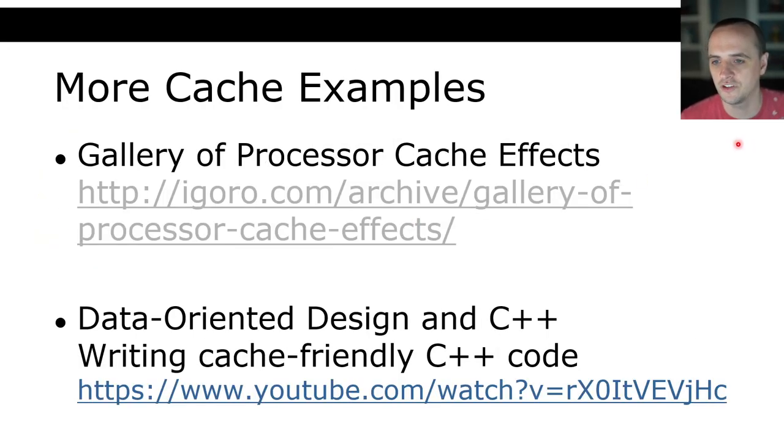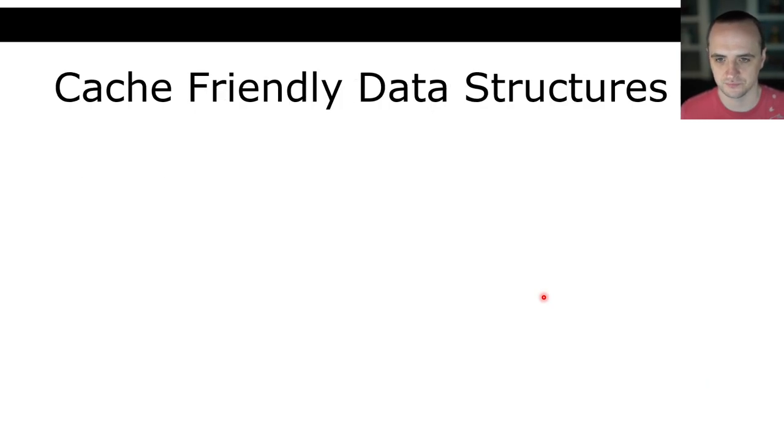All right, so those examples were taken from this article. If you're interested in learning about that example, or if you didn't quite get it, there's a good explanation of it on this website. And there's a YouTube video here called Data-Oriented Design in C++, Writing Cache-Friendly C++ Code. That's a really good article.